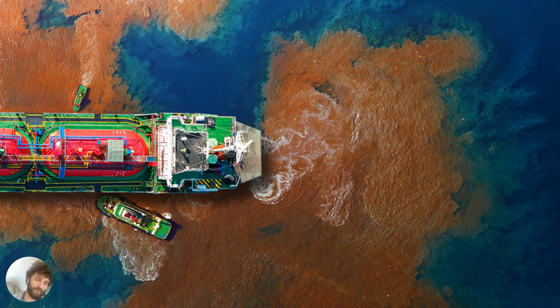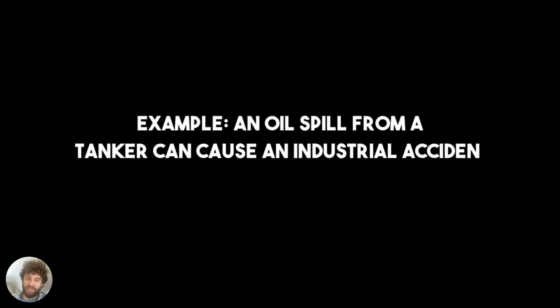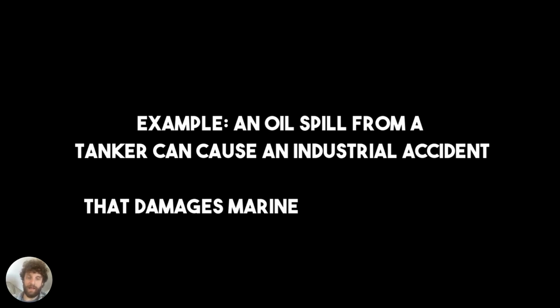Good. So another major problem is industrial accidents. So we have the problem of loss of wildlife. Another problem is industrial accidents. These are things that we should be taking care of. You see here that they're burning the oil in the sea, trying to solve the issue of an oil spill. No? An oil spill from a tanker can cause industrial accidents that damage marine life and beach habitats.